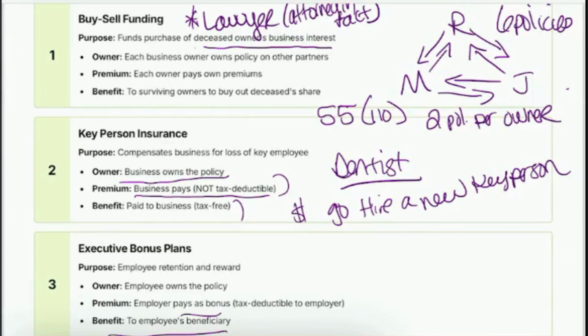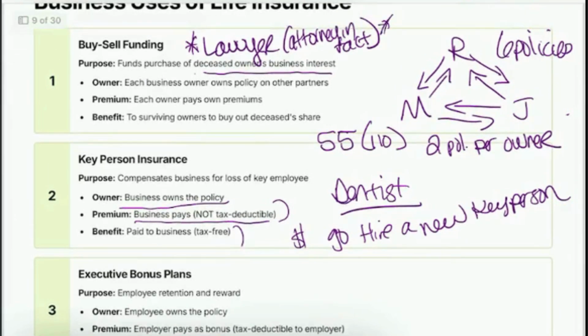With the buy sell, you need to know that there is an attorney in fact and that it is 2 policies per business owner.